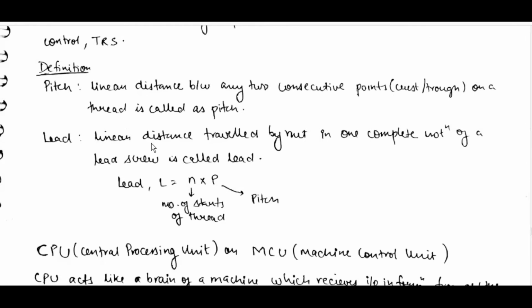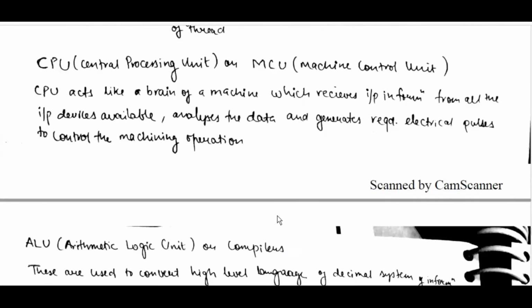Definition: pitch, the linear distance between any two consecutive points, crest or trough, on a thread is called pitch. Lead, the linear distance traveled by the nut in one complete rotation of the lead screw is called lead. Lead is equal to N into P, N is the number of starts or threads, P is pitch.